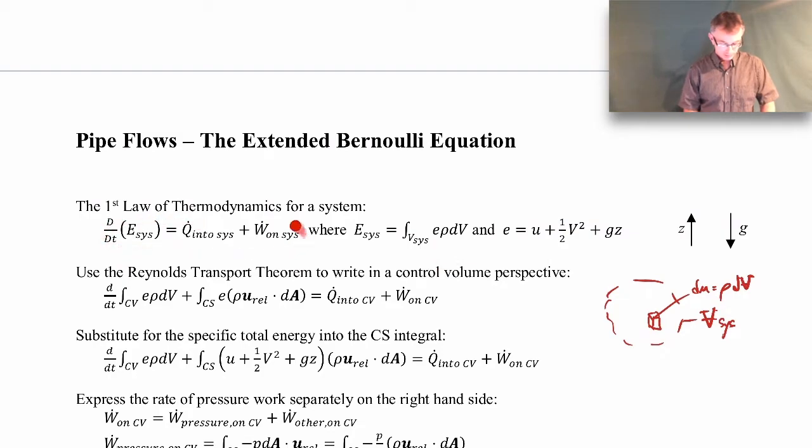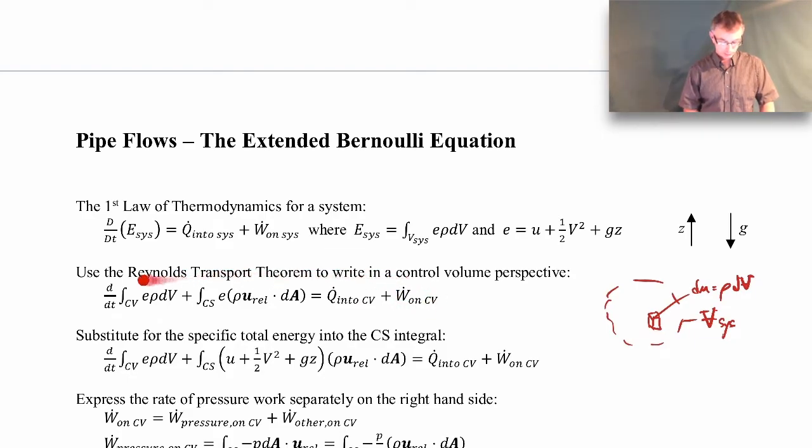So here, in a system perspective, now we're converting it into a control volume perspective. Here's the time rate of change of total energy in the control volume. This is the flow rate of total energy out of my control volume through the control surface. So here's the mass flow rate, and those little bits of mass take some total energy with them as they leave or enter. Here's the rate of heat transfer into the control volume. Here's the rate at which we're doing work on the control volume.